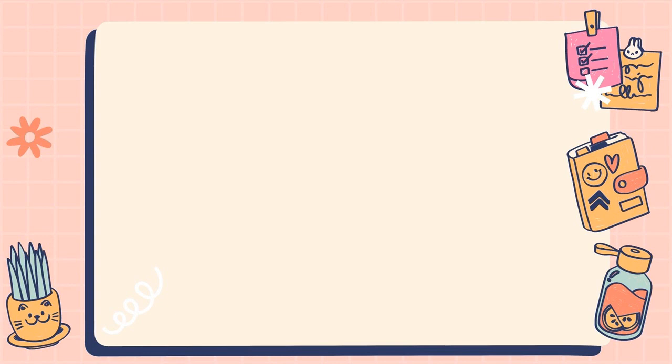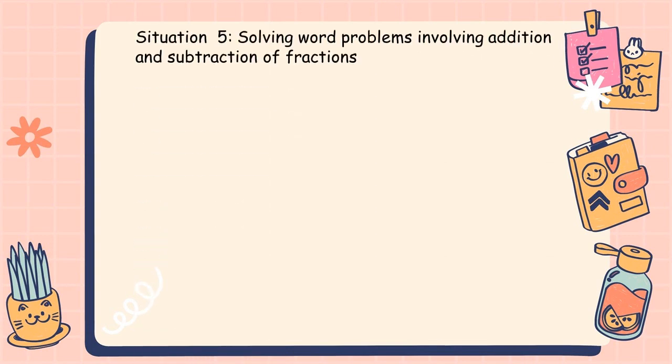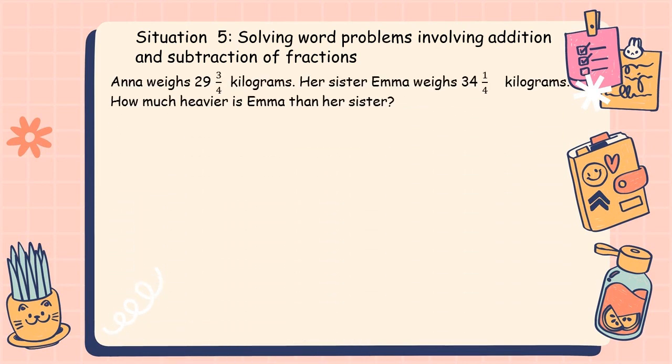Alright. Okay, so let us proceed to our last example here. For this one, we are going to solve word problems involving addition and subtraction of fractions. Let us read first the problem. Anna weighs 29 and 3/4 kilograms. Her sister Emma weighs 34 and 1/4 kilograms. How much heavier is Emma than her sister?